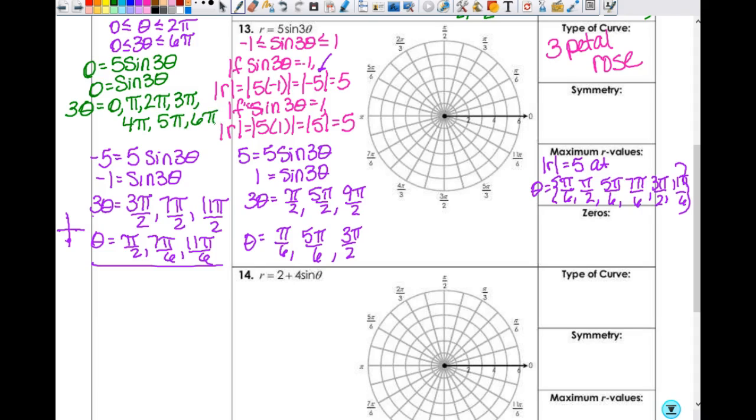Because these are already in order, instead of writing our answers here and rewriting them, we'll just write them in the zeros over here. So theta is equal to, when we divide by 3, it's going to give me 0, pi thirds, 2 pi thirds, pi, 4 pi thirds, 5 pi thirds, and 2 pi.